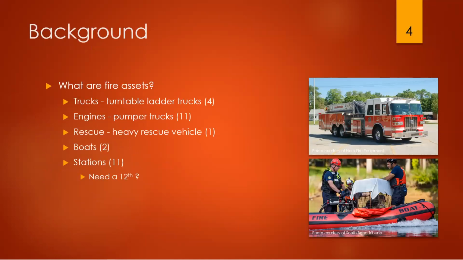So for my study, you ask, what are these assets that you're talking about? For fire assets, there's actually 9 different types of fire trucks, but the city of South Bend only uses 4. So I'm not going to go into all of them and the details of what they do. Right now, the city has 4 turntable ladder trucks, which they call trucks. They have the regular pumper trucks, 11, so 1 for each station, and they call those engines. And then they have 1 heavy rescue vehicle.